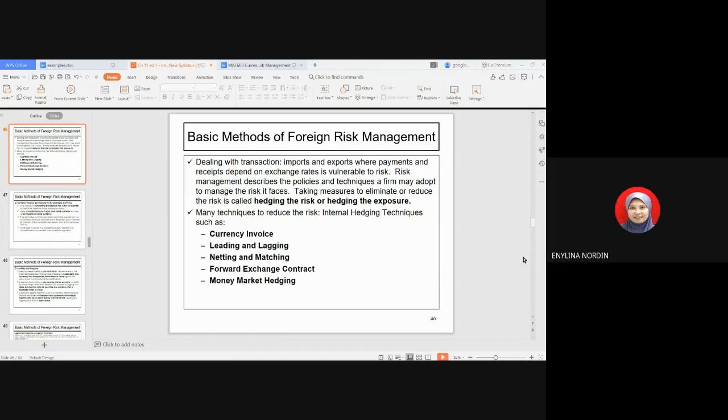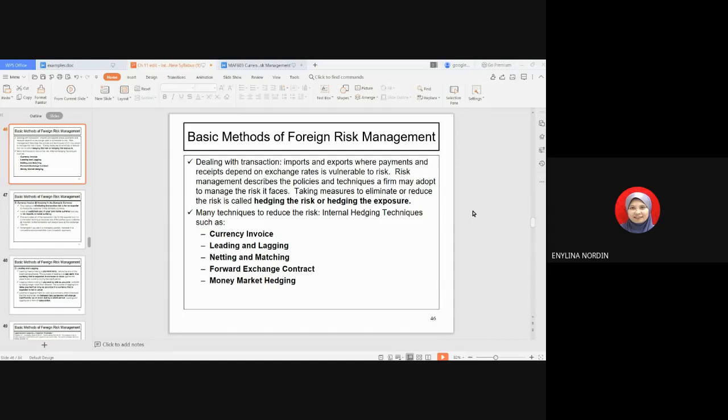Today I continue with basic methods of foreign risk management. This is dealing with the transaction of import and export, where payments and receipts depend on the exchange rate, and the exchange rates are subject to fluctuation. The risk management here relates to the policies, techniques, or strategies that the firm may adopt to manage the risk it faces, by taking measures to eliminate or to reduce the risk.